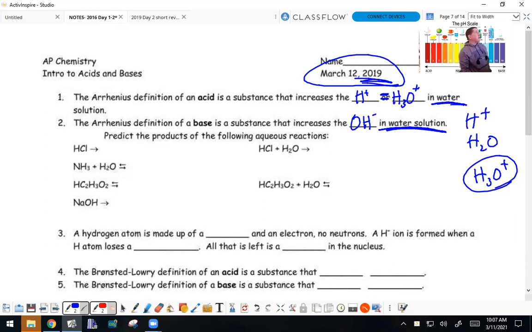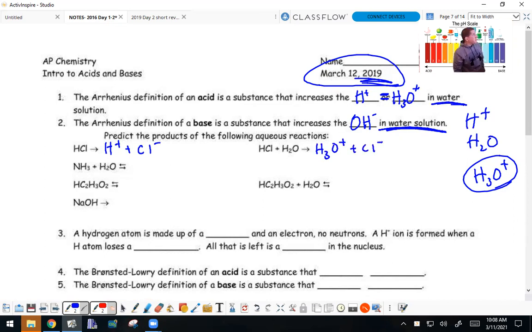Predict the products of the following aqueous reaction. So meaning they're put in water. If there's an acid added and you don't add water as a reactant, then we just get H plus and Cl minus. It's not really appropriate to put H3O plus there because then you can't balance the oxygens. If you do add water, though, that's why we get H3O plus and then Cl minus.